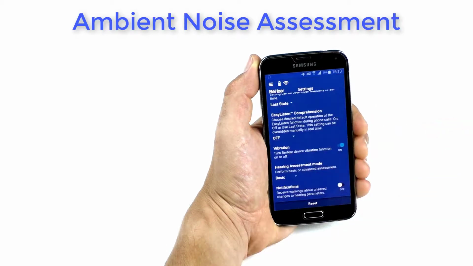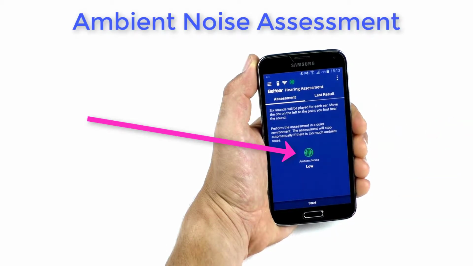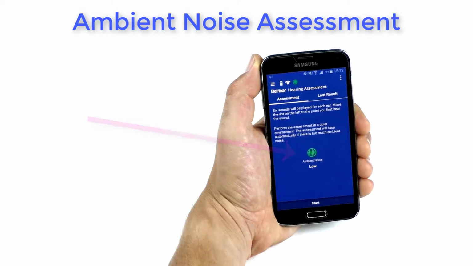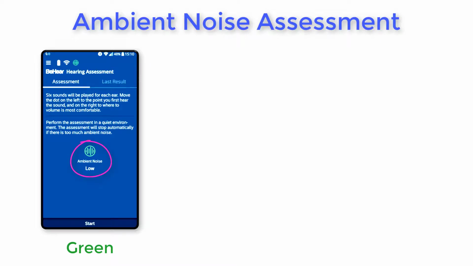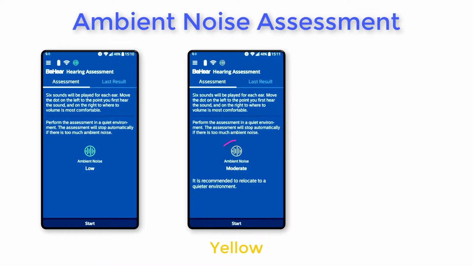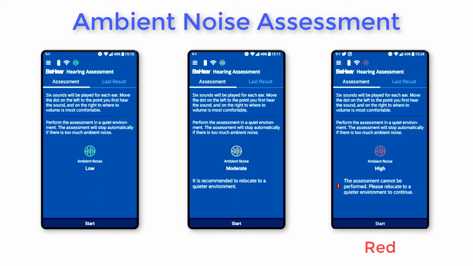Depending on your surroundings, the ambient noise signal will show one of 3 colors. Green, for low ambient noise. Conditions are perfect for the test. Yellow, for moderate ambient noise. It is recommended to relocate to a quieter environment if possible. Red, for high ambient noise. Accurate results cannot be obtained for this type of environment, so the test cannot be performed.